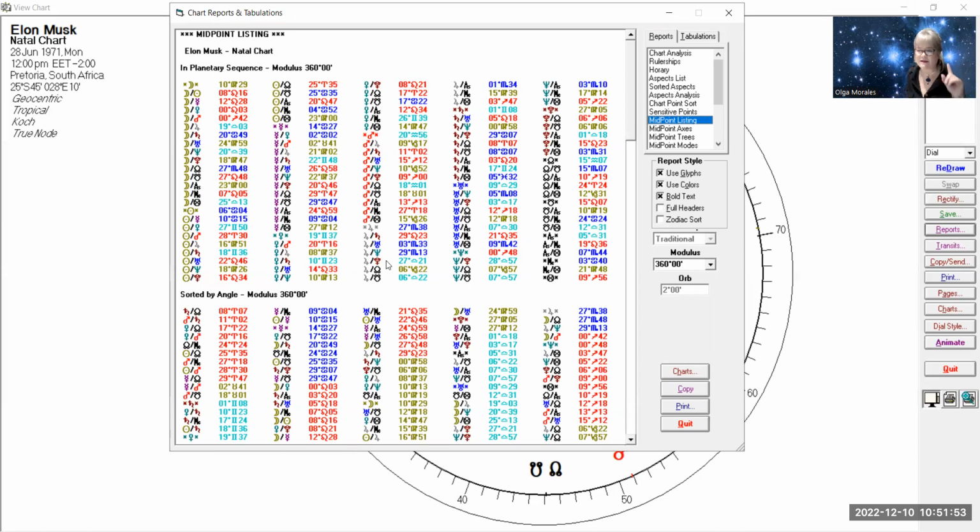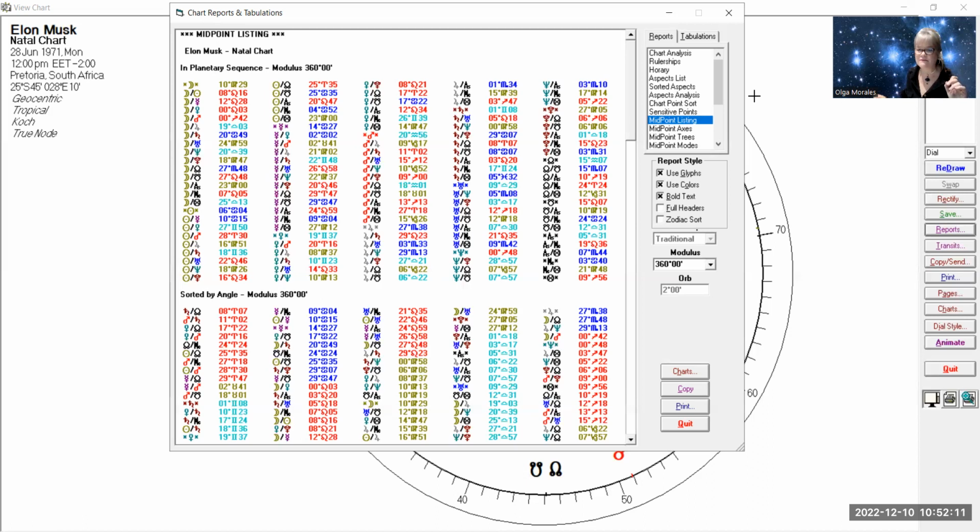Now, I'm going to look at one midpoint. Everyone wants to know if they're going to be a millionaire. So the millionaire midpoint is Jupiter-Pluto. A lot of millionaires have this combination of planets, and the midpoint is very important. So for Elon, it's 27 of Libra.